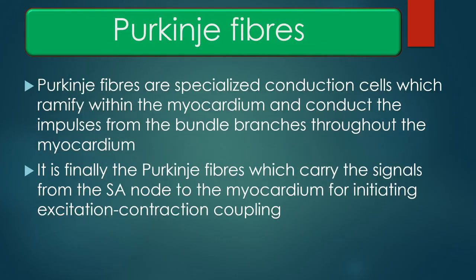Purkinje fibers are specialized conduction cells which ramify within the myocardium and conduct the impulses from the bundle branches throughout the myocardium. It is finally the Purkinje fibers which carry the signals from the SA node to the myocardium for initiating excitation-contraction coupling.